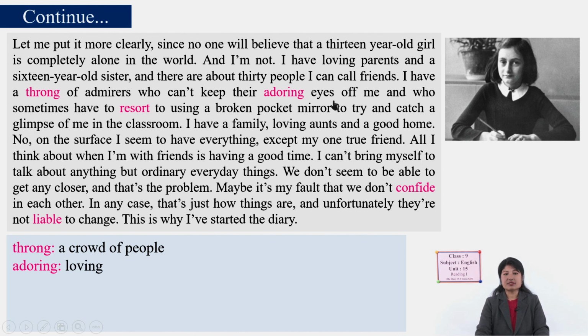Adoring eyes means they cannot even close their eyes. They are not tired of looking at her, and who sometimes resort to using a broken pocket mirror to try and catch a glimpse of me in the classroom.